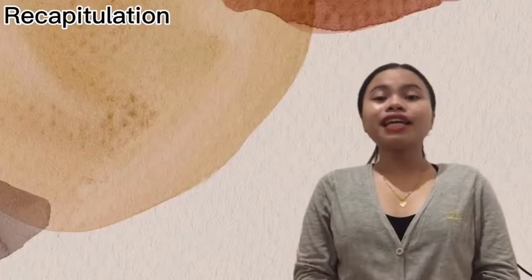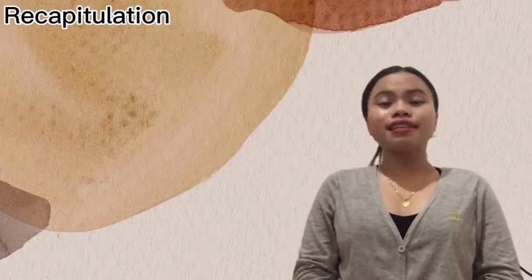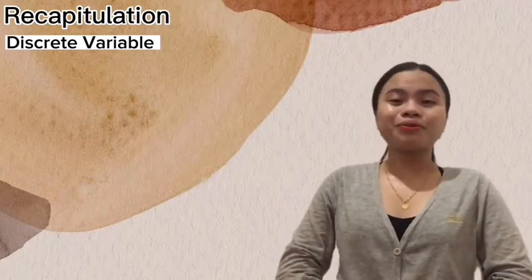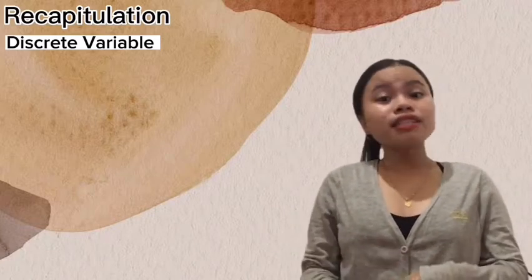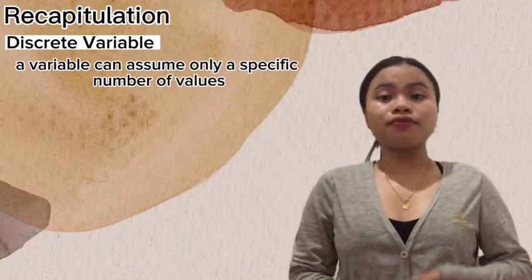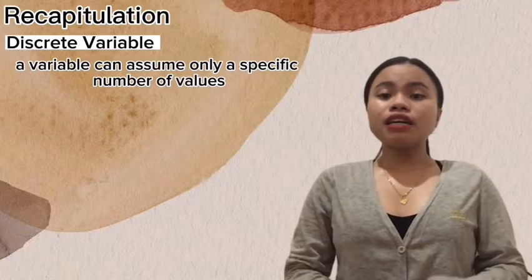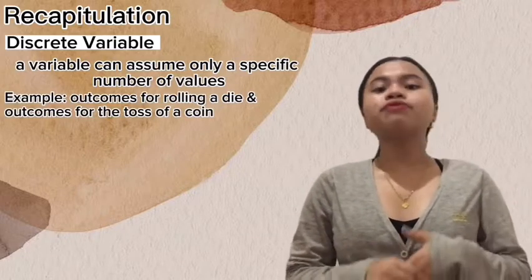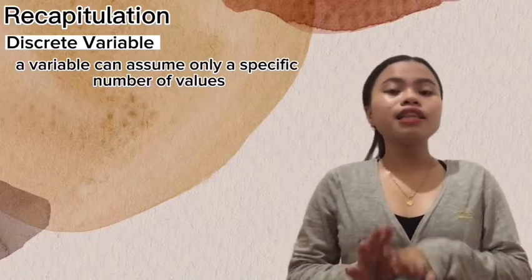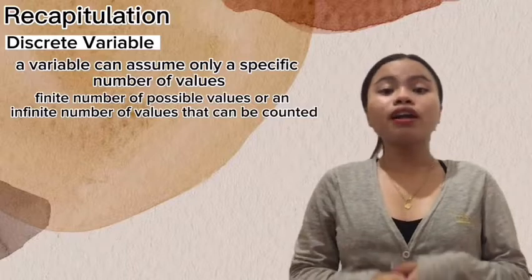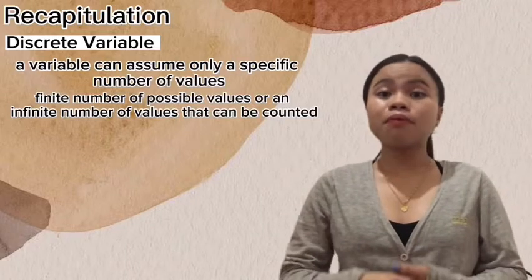Another definition that we need to recall is the discrete variable. So, what is a discrete variable, everyone? When we say discrete variable, it means that a variable can assume only a specific number of values, such as the outcome for the roll of a die or the outcomes for the toss of a coin. Discrete variables have a finite number of possible values or an infinite number of values that can be counted.